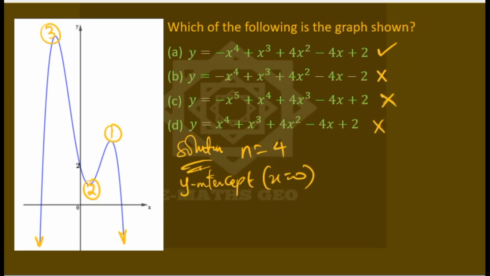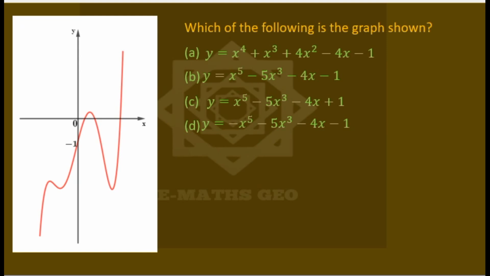So let's look at the second graph. Which of the following is the graph shown? As you can see, look at the maximum number of turning points. Okay, let's start with that. We have 1, 2, 3, 4. So meaning n must be 5. Yes. So this is off.